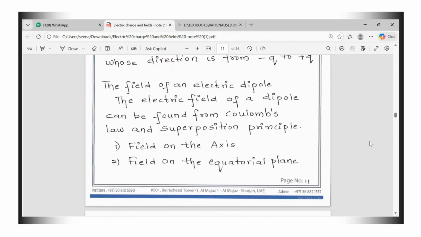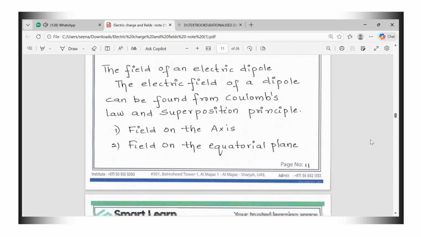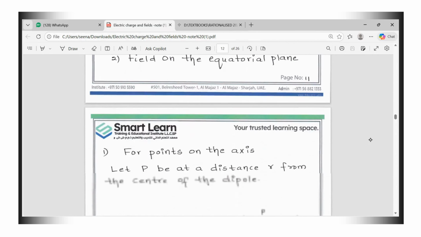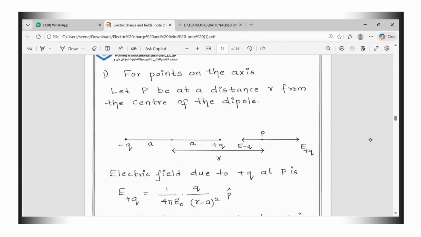One is the field on the axial point of a dipole. For the field on the axial point of a dipole, we take the dipole, minus q and plus q, and a point P at a distance of r. To find the field at point P, I need to keep a test charge. We will see this test charge is repelled by plus q.